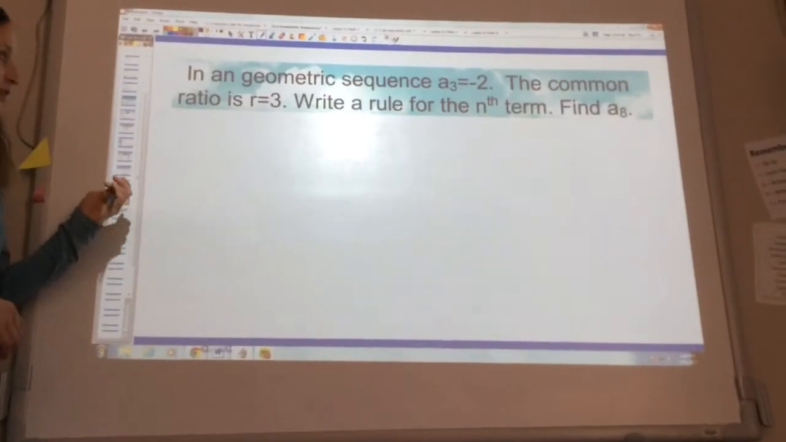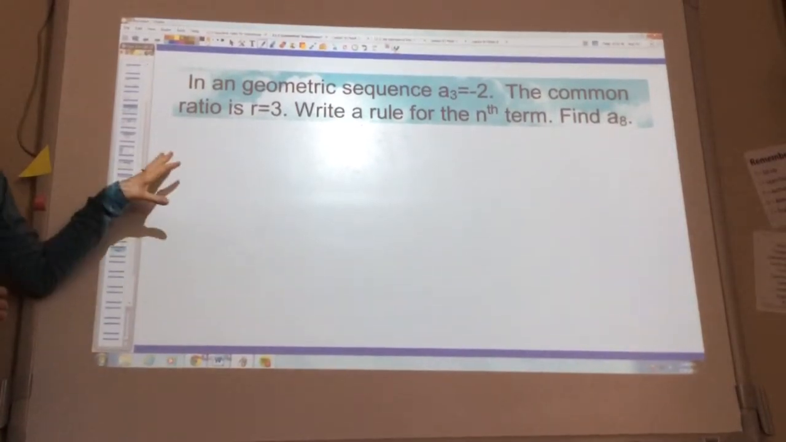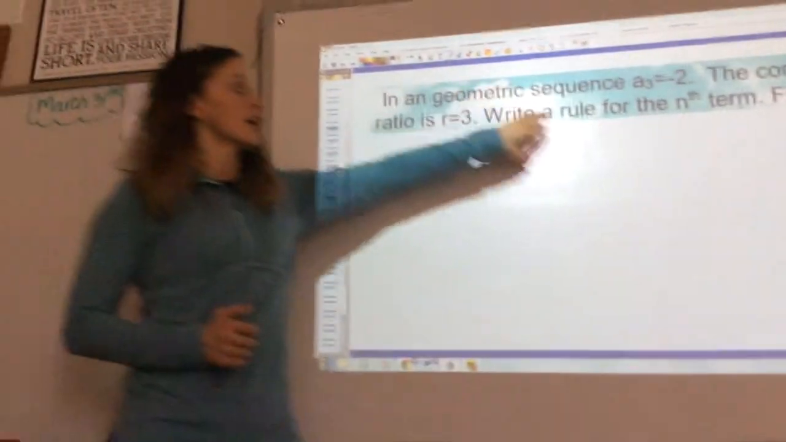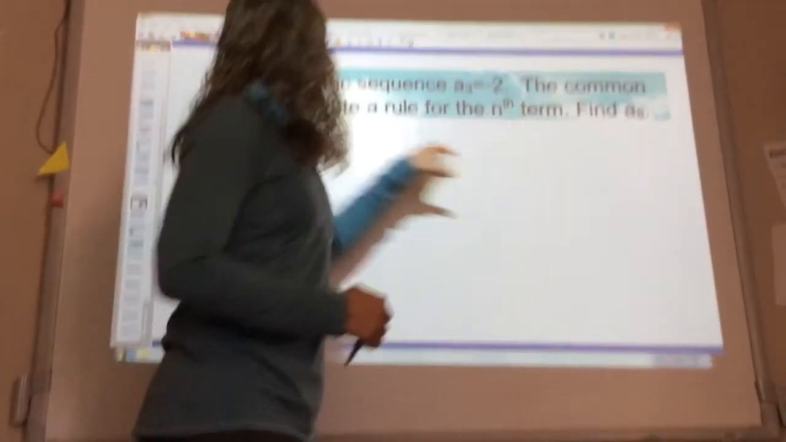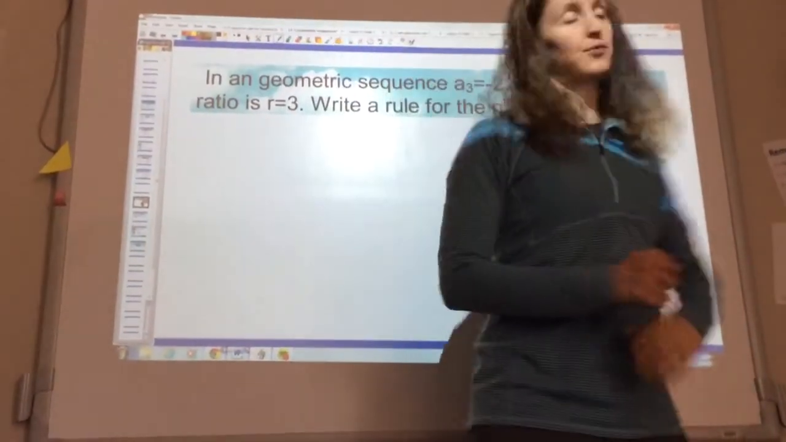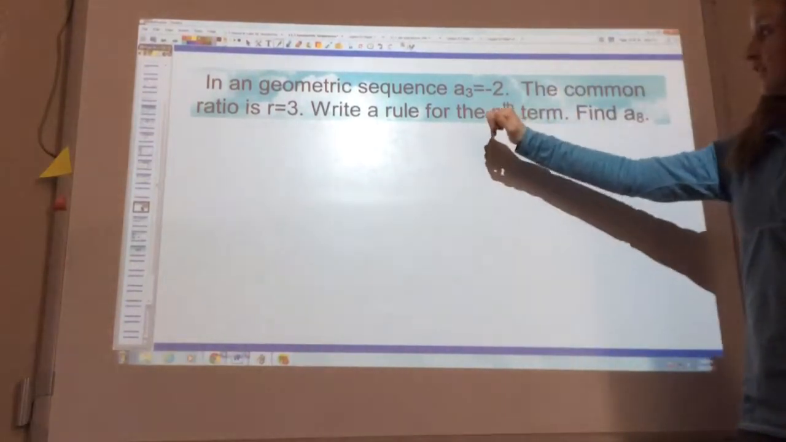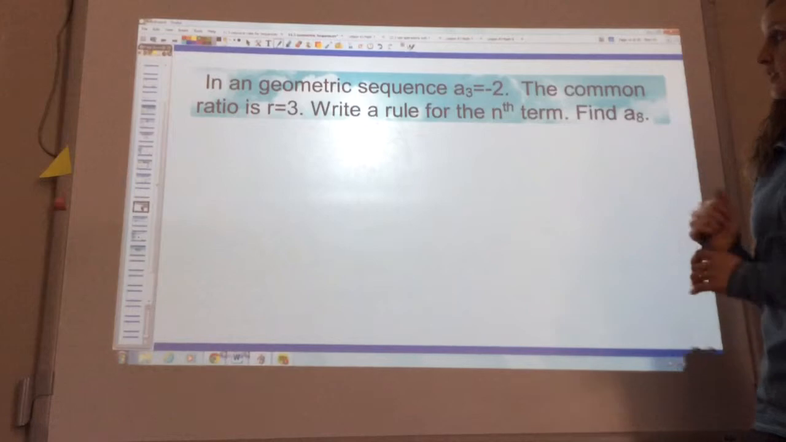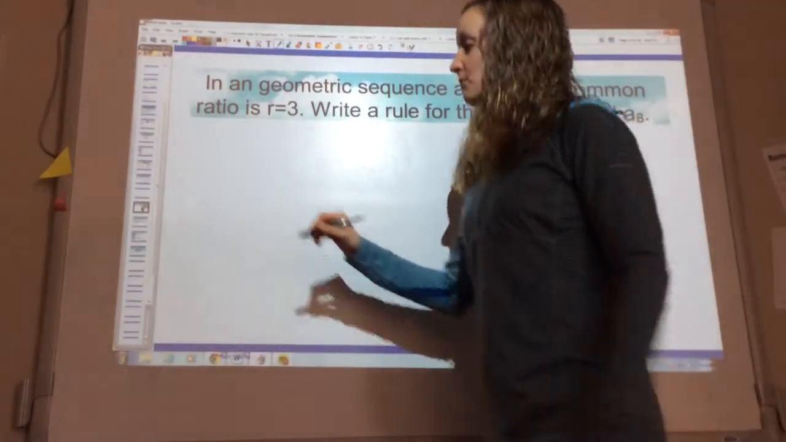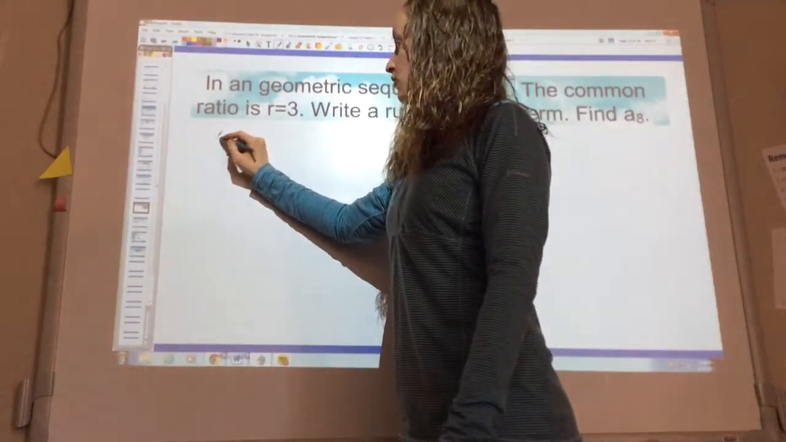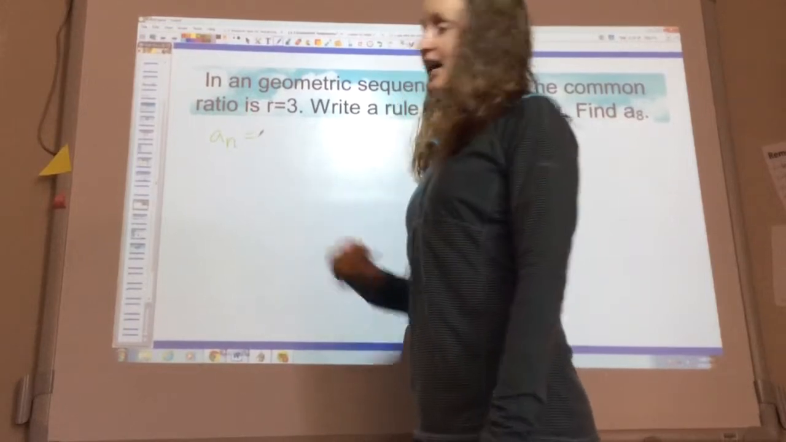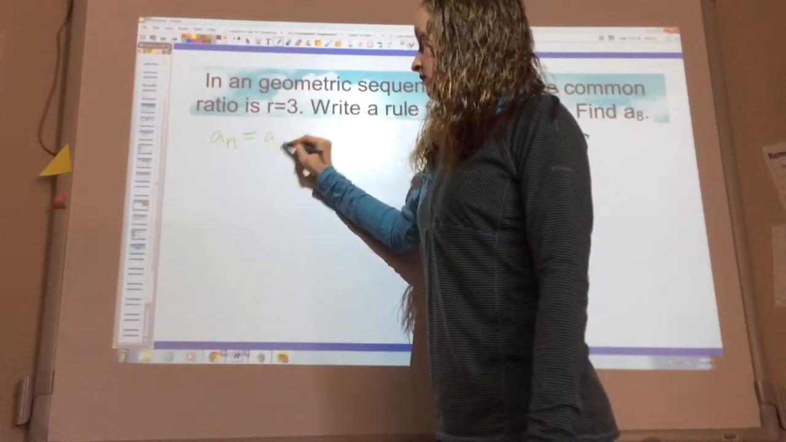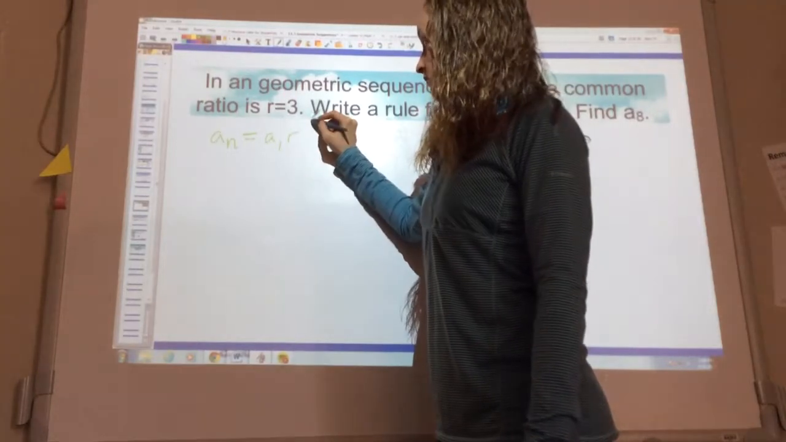Thank you. So we're actually going to move on. This is something that you do know how to do. So we have a geometric sequence again. Our third term is equal to negative 2, and our common ratio is 3. We have to write a rule for the nth term and find a sub 8. So, once again, geometric sequence to write a rule for the nth term, it's always going to be what again? A sub 1 times r raised to the n minus 1.